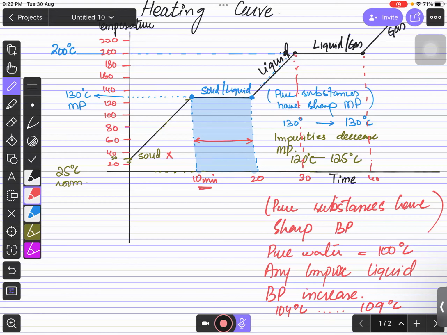Now I want from your side, bacho, that you draw the cooling curve and show me. Can you draw the cooling curve, bacho? Just try to draw the cooling curve.